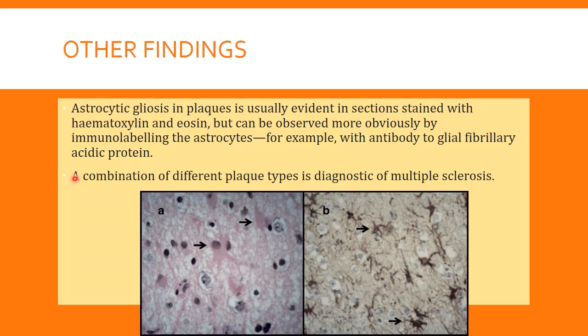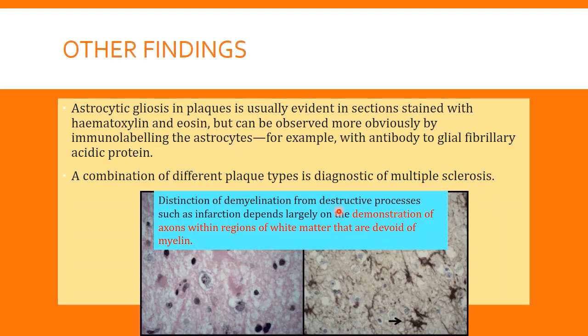A combination of different plaques, that is a demyelinating plaque, a remyelinating plaque, or a shadow plaque, together with characteristic chronic active plaques and inactive plaques. That is, a combination of different plaques is characteristic or diagnostic of multiple sclerosis.